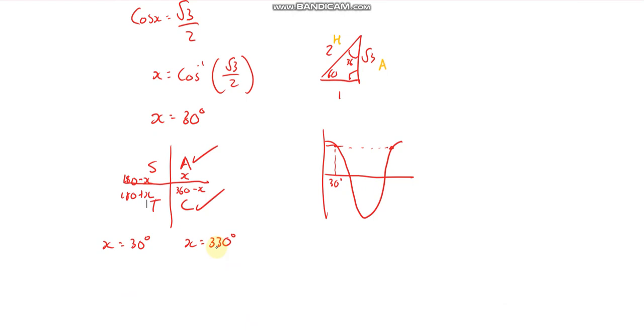So this one is going to be pi over 6, because I know that pi is equal to 180. And this one is going to be 11 pi over 6. Because I'll do 2 pi take away pi over 6. 2 pi is 360, take away that, make them the same. 12 pi over 6 take away pi over 6. There you go, that makes sense.